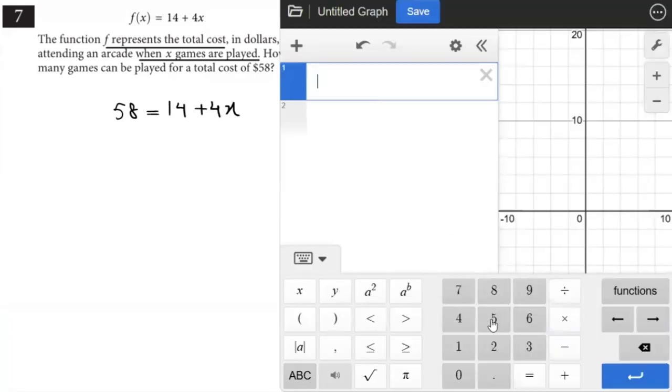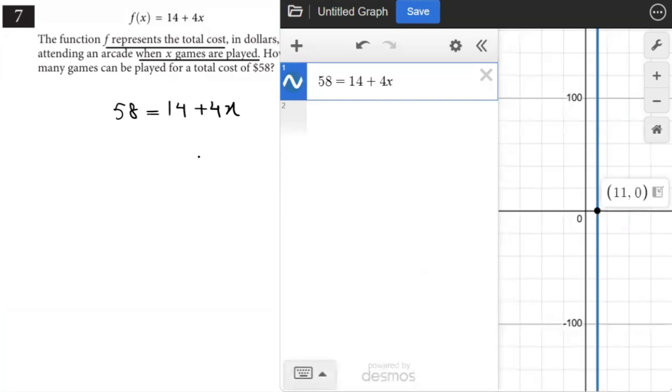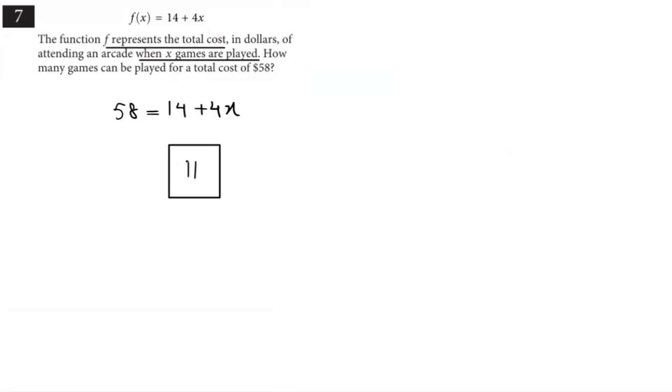Question 7. The function f represents the total cost. So this function you see is a cost function in dollars of attending an arcade when x games are played. So this is the number of games played, and f(x) is a function showing the cost. How many games can be played for the total cost of $58? So the function's value is 58, and this is 14 plus 4x. So you can either solve this linear equation or just simply do 58 equals 14 plus 4x. And let's get this value. This will be 11. So 11 games can be played.